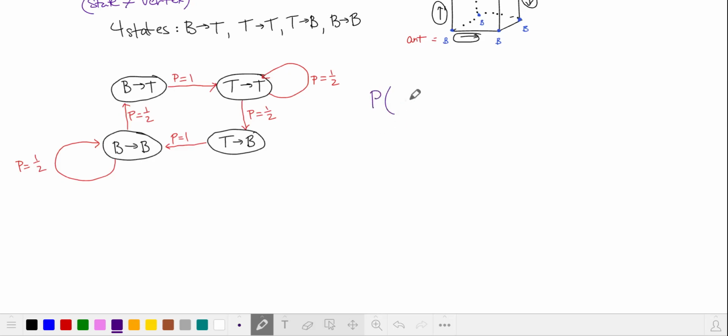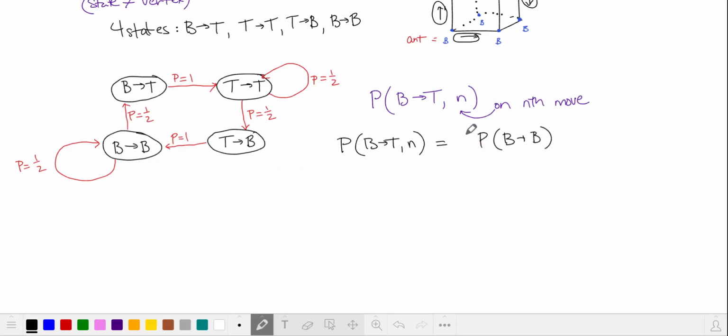For some notation, this represents the probability that our ant moves, for example, from a bottom vertex to a top vertex on the nth move. This action only occurs if the previous action was for the ant to travel from a bottom vertex to another bottom vertex, and then with probability 1/2, it decides to go to a top vertex. And this is on the n-1 or the previous move.